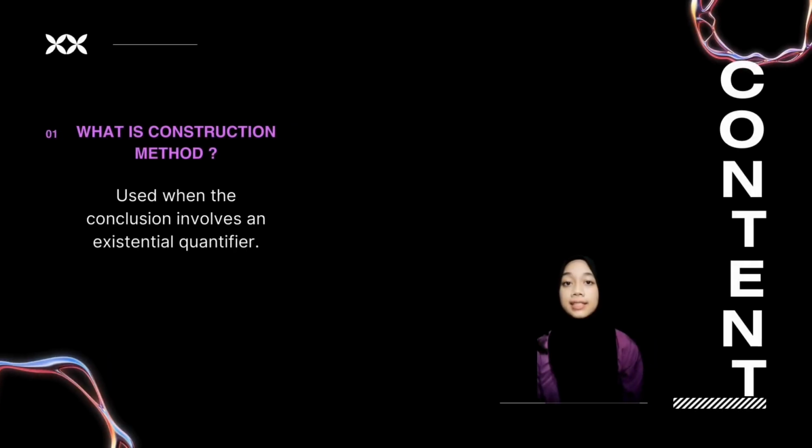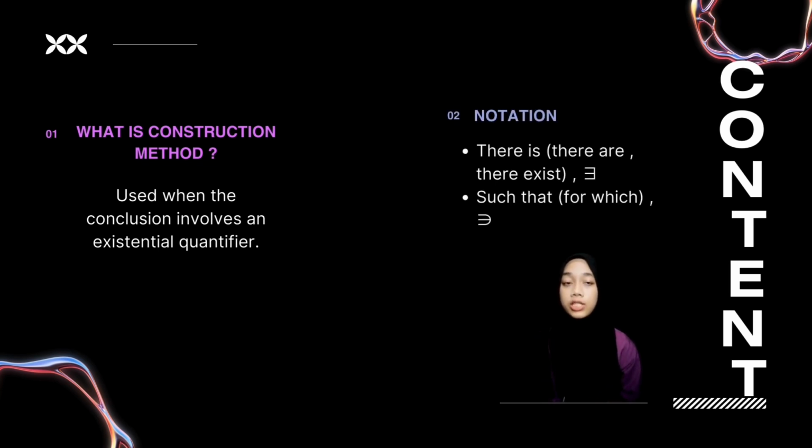Okay, so next is chapter 3's topic. The topic that I chose is the construction method. Before we go to the examples, let's take a look at the context of this construction method. First, what is the construction method? The construction method is used when the conclusion involves an existential quantifier. Basically there are two notations. The first one is "there is", and the second one is "such that".